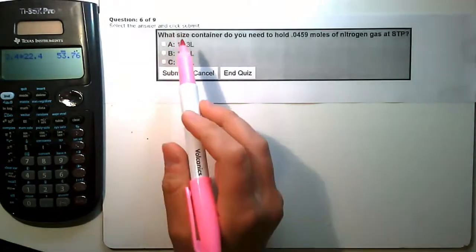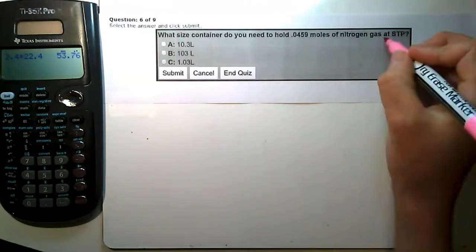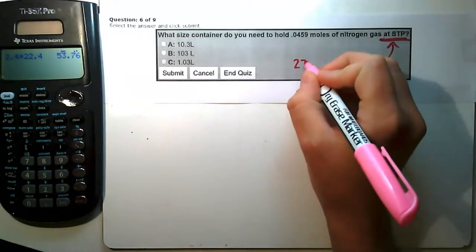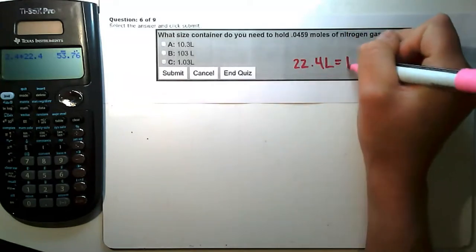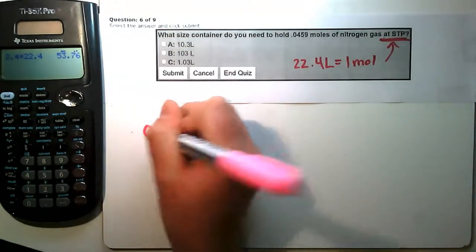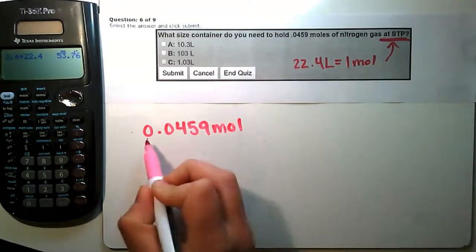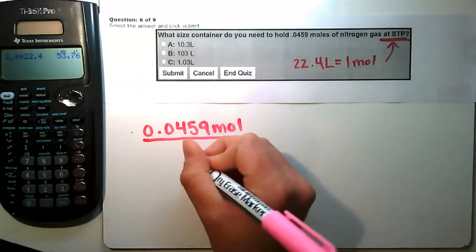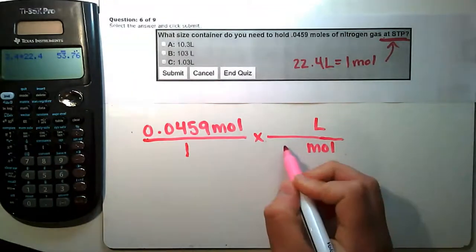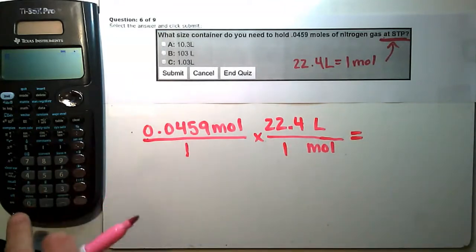Okay, number 6. What size container do you need to hold 0.0459 moles of nitrogen gas at STP? So once again, this at STP tells us that we can use molar volume of a gas, 22.4 liters equals 1 mole. So since we see this, all we need to do is dimensional analysis. 0.0459 moles, and then we're going to put it over 1 to make us happy, times moles goes on bottom, liters goes on top. 1 mole, 22.4 liters. So then all we need to do is type this into our calculator.